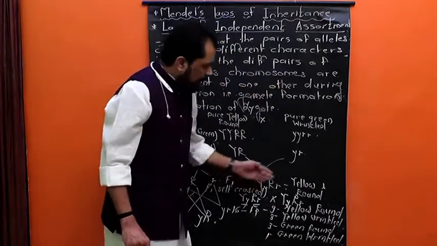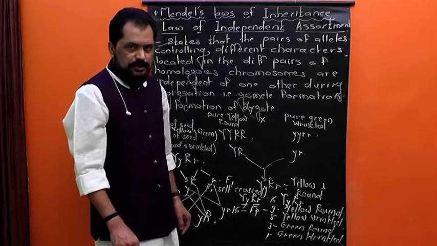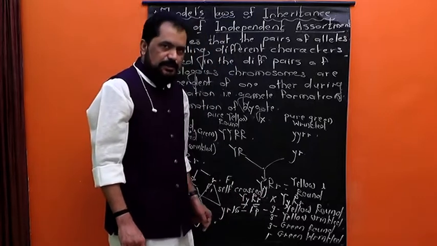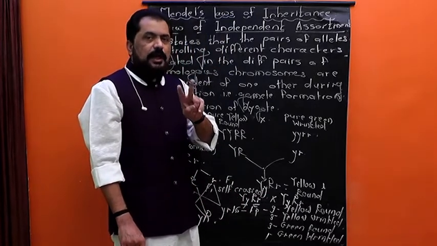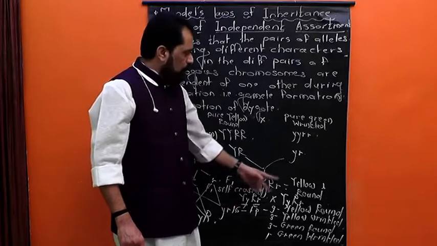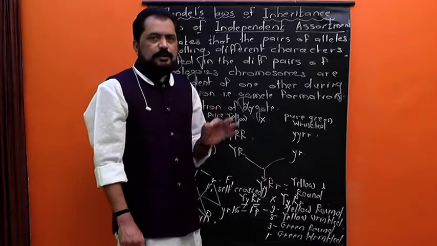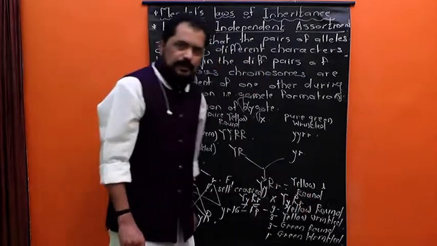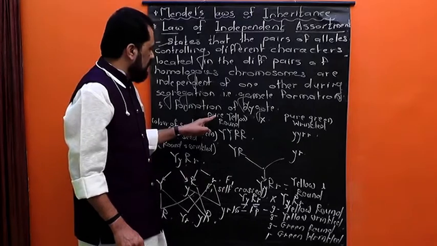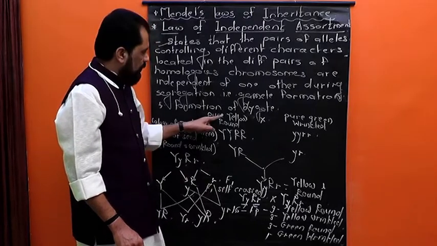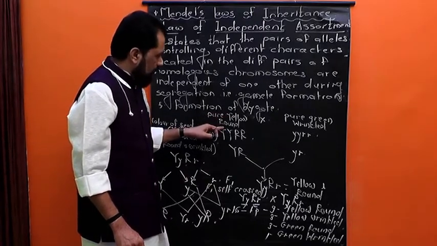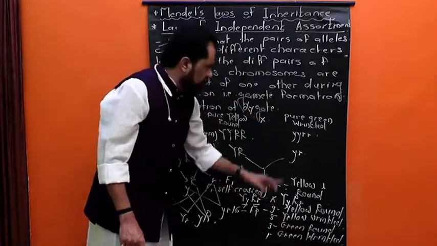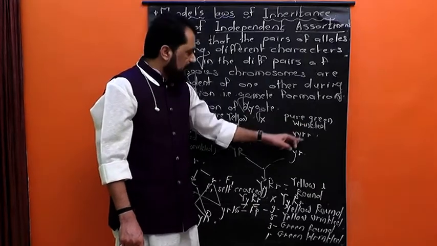Now, out of these 4 different types of combinations, just try to understand, 2 combinations are parental. That is, 2 combinations are similar to that of the parent. Which are those? Look, yellow round, exactly similar to the parent generation, one of these 2 parents. Then last, green wrinkled. It is also a parental combination, just like the other parent, green wrinkled.